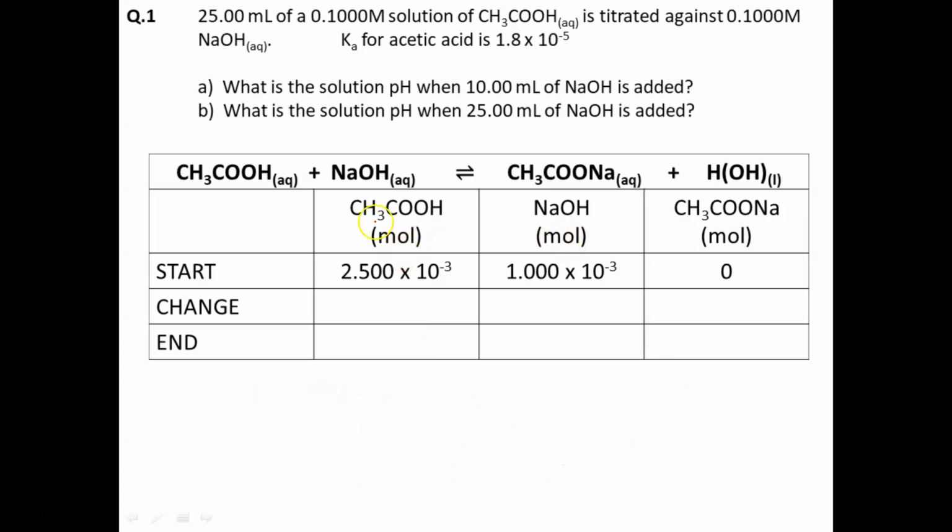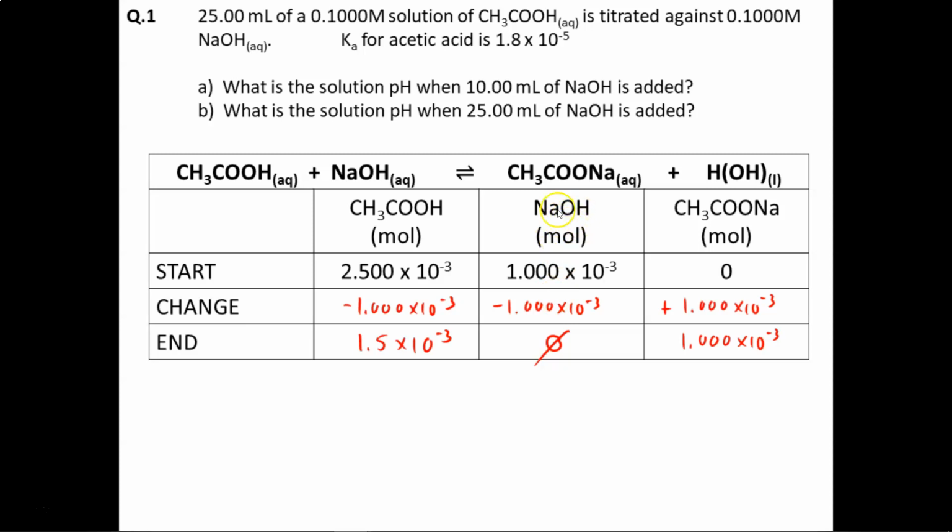Since the stoichiometric ratio between acetic acid and sodium hydroxide is 1 to 1, 1 times 10 to the power negative 3 moles of sodium hydroxide should react with 1 times 10 to the power negative 3 moles of acetic acid. Thus, sodium hydroxide will be my limiting reagent. It will run out first, so I'll use it all up. There will be none of the sodium hydroxide left. Since it's a 1-to-1 ratio, I'm going to use up the same amount of acetic acid. That means acetic acid will be my excess reagent. I'll have some of it left over: 2.5 times 10 to the power negative 3, and I've used up 1 times 10 to the power negative 3. That leaves me with 1.5 times 10 to the power negative 3 moles of acetic acid left over.